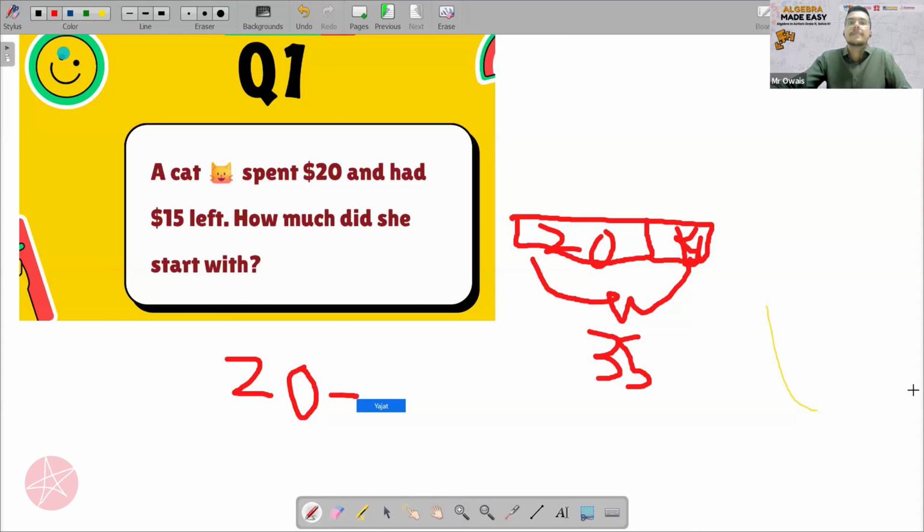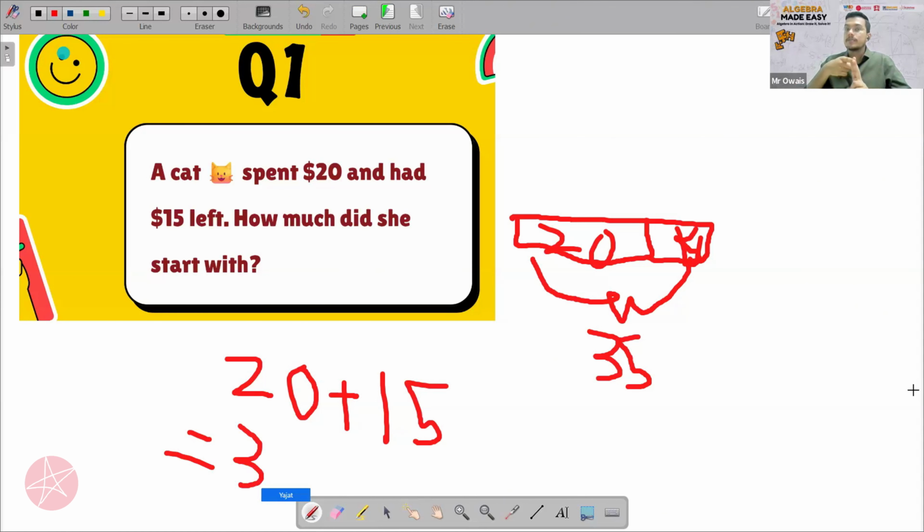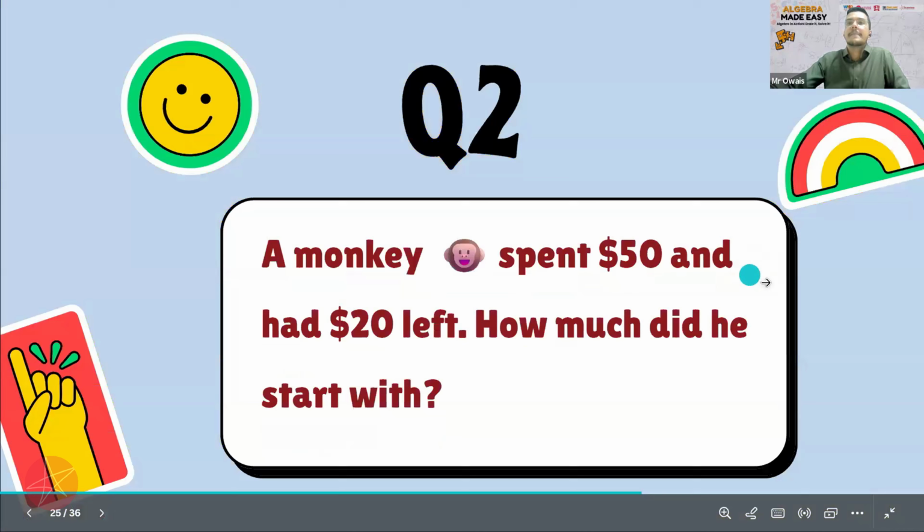Yeah, so we have to add in this question. So you can see that once we draw the visual model, it makes it easier for us to understand whether we're supposed to subtract or we're supposed to actually do addition. Okay, well done, Yajat. So the answer here is actually $35. Always remember to give your units, okay? So $35 is actually what the cat started with.